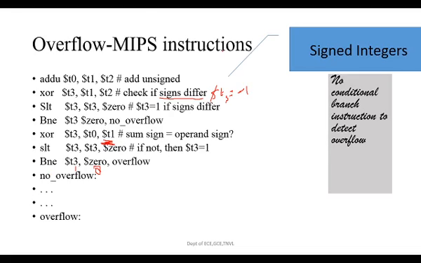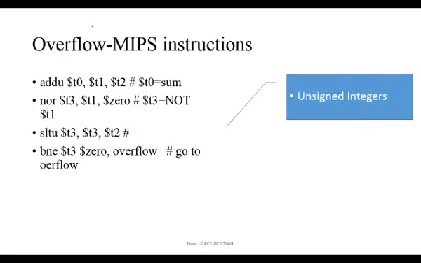So this is the sequence of instructions that is executed by MIPS in order to detect the overflow. And this is for unsigned operation. So unsigned, it is addu $t0, $t1, $t2. It keeps the sum in the $t0 register.